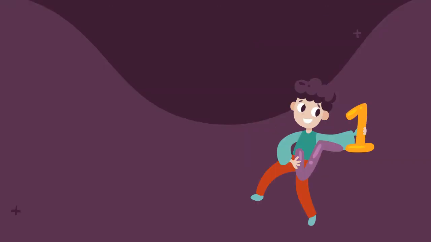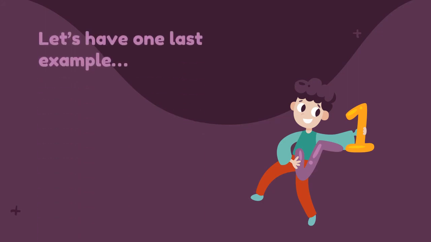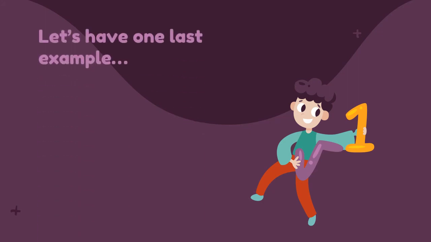Alright, let's see one last example. Here it is: 1 over 2 times 4 over 3 times 3 over 5. Wait a minute. This has 3 fractions multiplied together, and the middle one looks like an improper fraction because its top number is bigger than its bottom number. Does this procedure work for the problem?